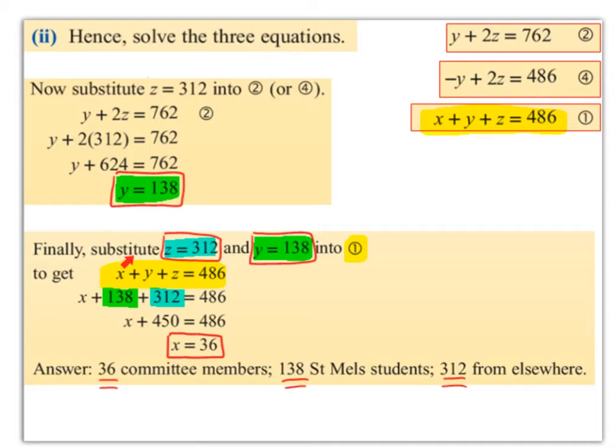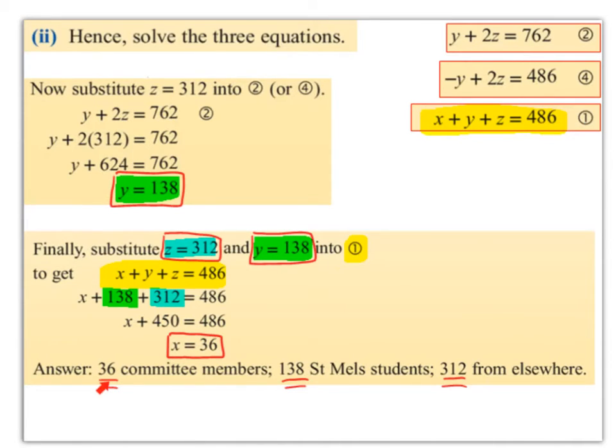So finally, substitute z equals 312 and y equals 138 into equation 1. So it doesn't have to be equation 1 so long as it's one of the original equations that has an x in it. So we're going to go with equation 1, which is x plus y plus z is equal to 486. So we write down the x as it is. We swap the y for 138 because that's what we worked y out to be. We swap the z for 312. 138 plus 312 is 450. And 486 minus 450 is 36. So x is equal to 36.